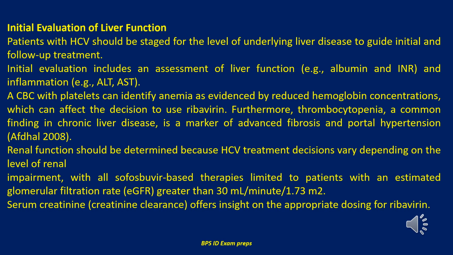Renal function should be determined because HCV treatment decisions vary depending on the level of renal impairment, with sofosbuvir-based therapies limited to patients with an estimated glomerular filtration rate (eGFR) greater than 30 ml per minute per 1.73 meters squared. Serum creatinine clearance offers insight on the appropriate dosing for ribavirin.